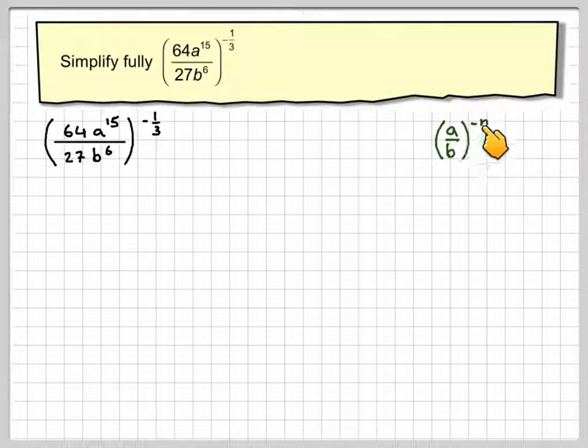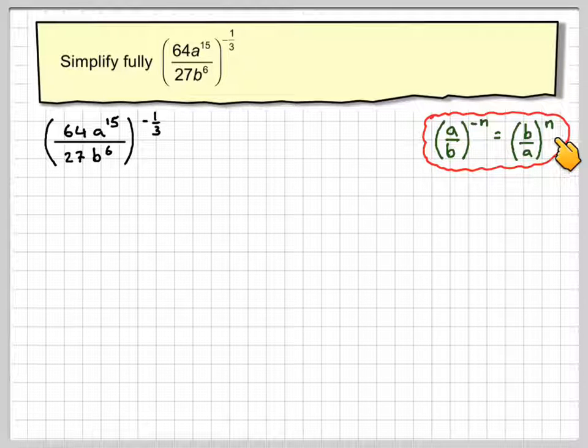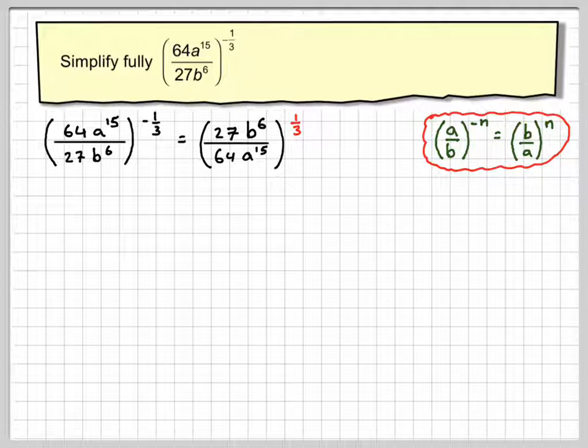It's (a/b)^(-n), that becomes (b/a)^n. So what we're going to do is invert the fraction and make the power positive. So we've got (27b^6 / 64a^15)^(1/3).